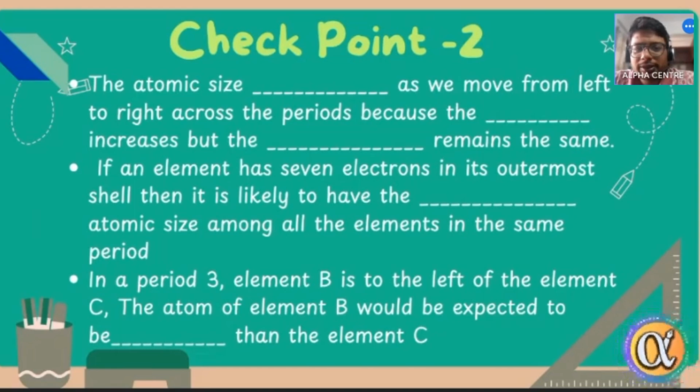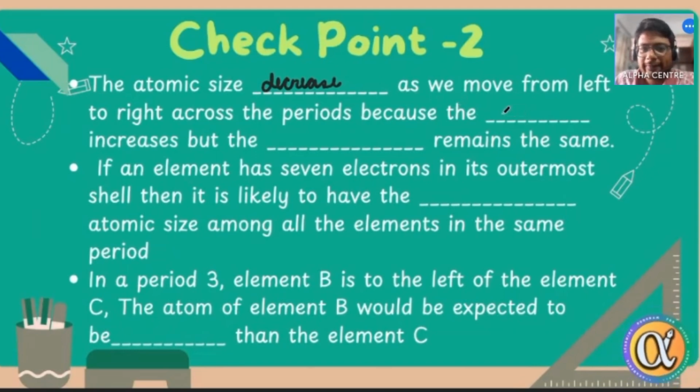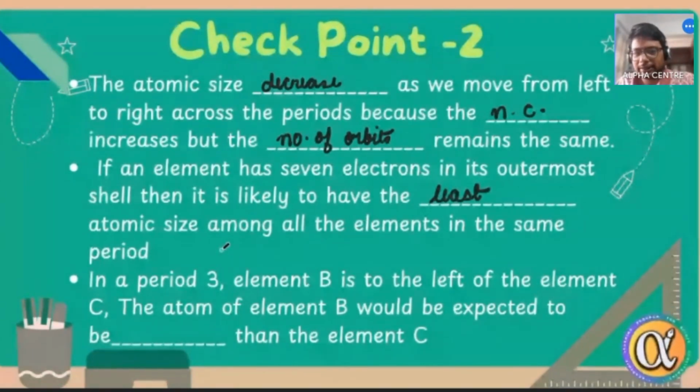Atomic size dash as we move from left to right across the period because the dash. Decreases. So this decreases because the nuclear charge increases, but the number of orbits or number of cells remains the same. If an element has 7 electrons in the outermost cell, then it is likely to have the least atomic size among the elements in the same period. Okay, so group 17 has the least.